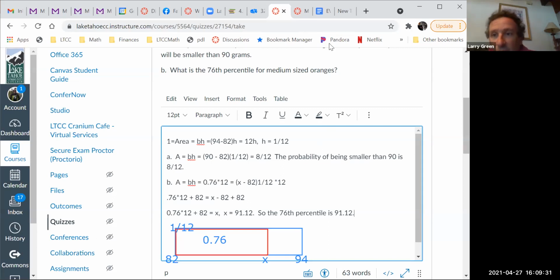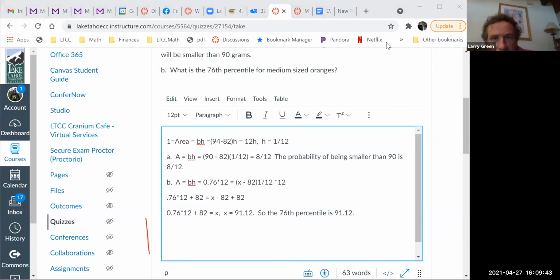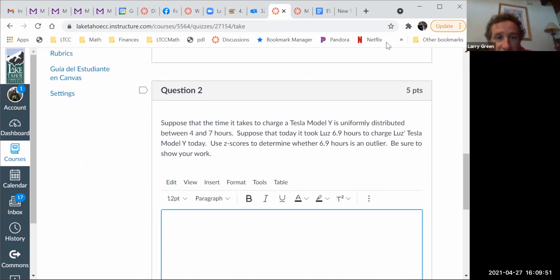Okay, I'm going to get rid of that rectangle because it's too hard to deal with. Okay, the next question is, suppose the time it takes to charge a Tesla Model Y is uniformly distributed between 4 and 7 hours. Suppose that today it took Luz 6.9 hours to charge Luz's Tesla Model Y. Use z-scores to determine whether 6.9 hours is an outlier. Show your work.